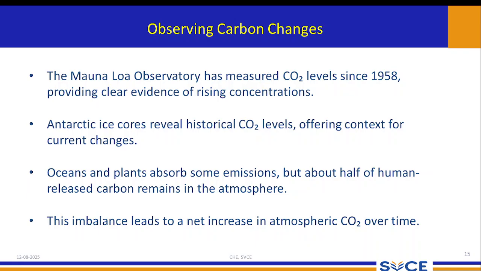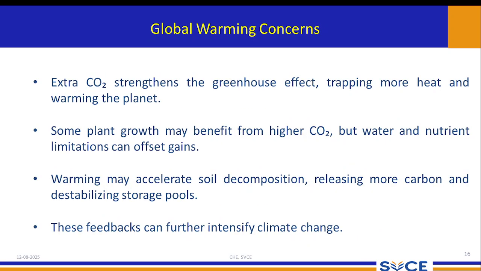This imbalance leads to a net increase in atmospheric carbon dioxide over time. Global warming concerns: the extra carbon dioxide strengthens the greenhouse effect, trapping more heat and warming the planet. Some plant growth may benefit from higher carbon dioxide concentration, so photosynthesis will increase, but water and nutrient limitations can offset the gains.